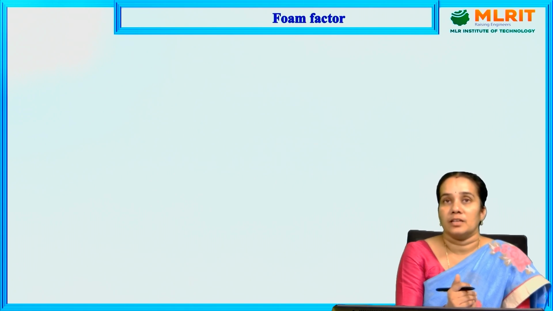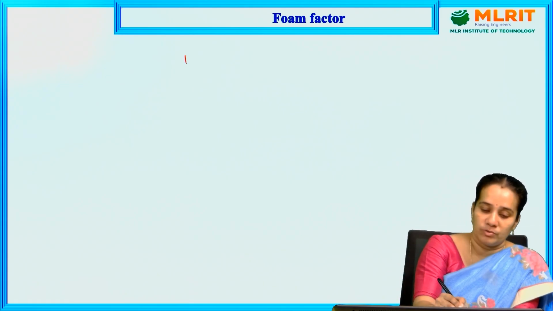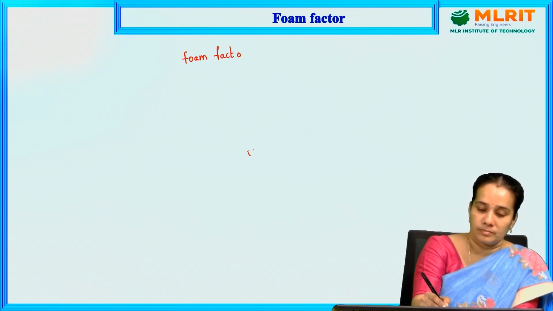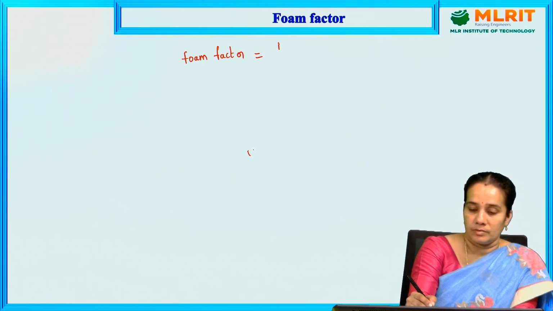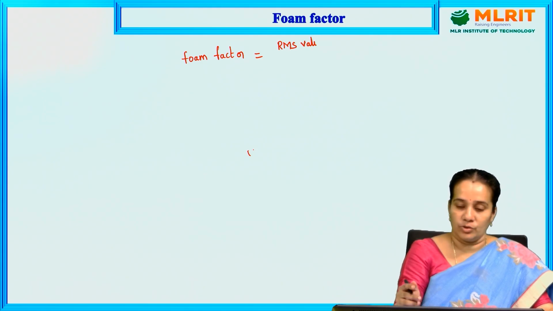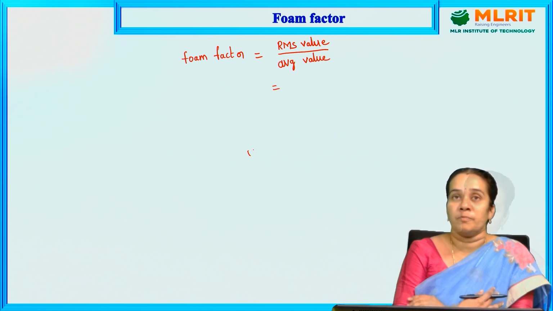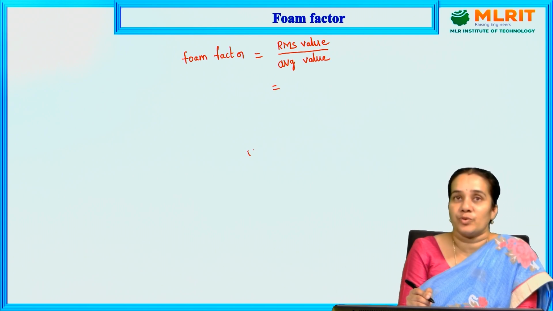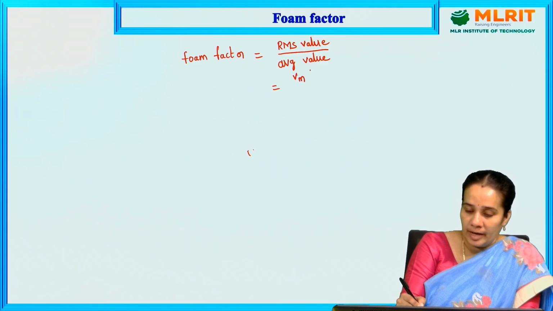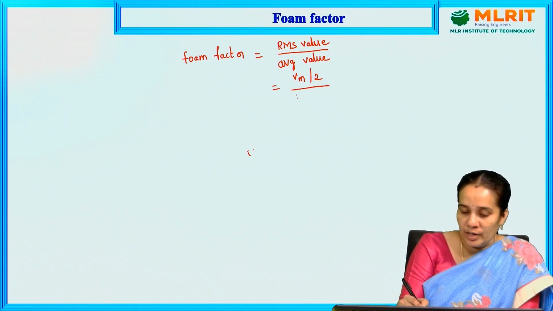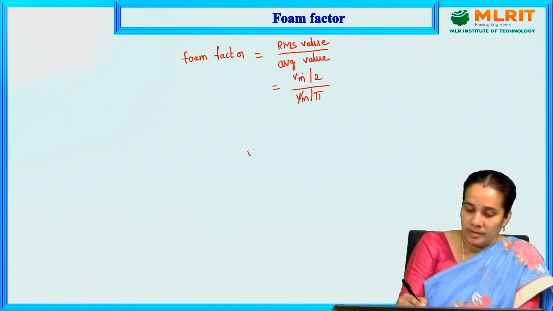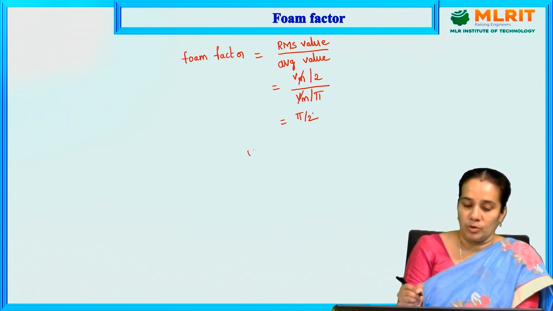Next, form factor. Form factor is the ratio of RMS value by average value. RMS value is Vm by 2 and average value is Vm by pi. Vm cancels, so that is equal to pi by 2. This is about the form factor.